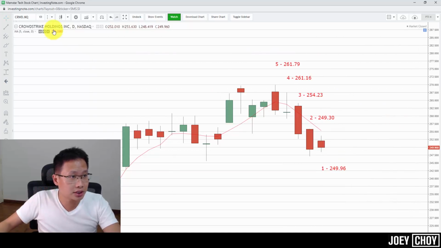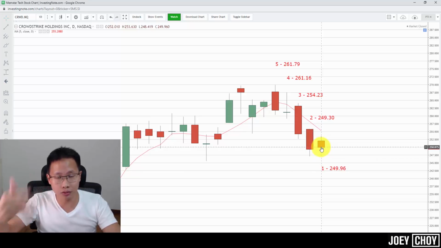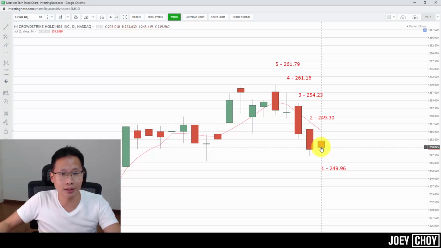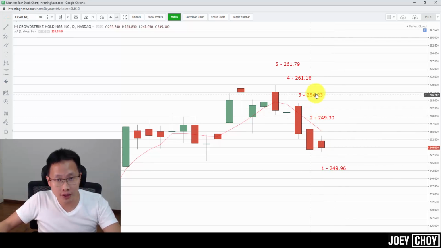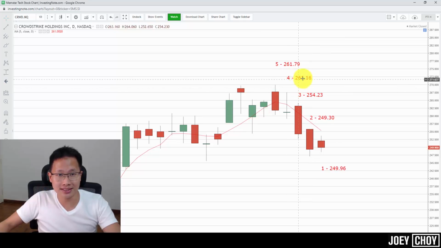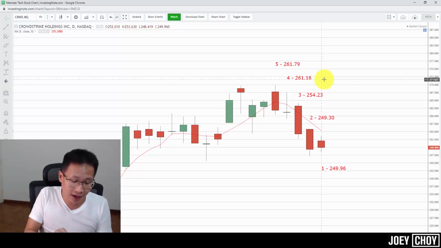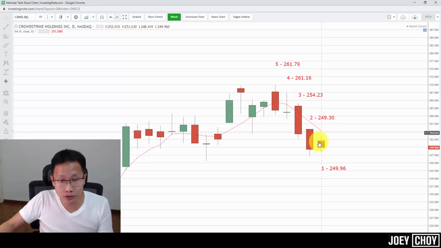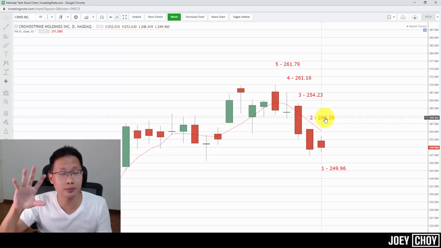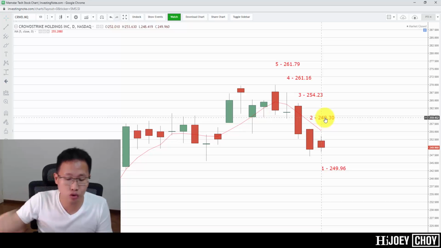This is the moving average here. This is day one, 249.96. How do we get this line? It's very simple. We just add up these 5 days bars: 249.96 plus 249.30 plus 254.23 plus 261.16, day 4, and day 5 261.79. Add them up and divide by 5, and let me see what I get. You get about 255.28. So the closing prices of the 5 days period, you add all of them up, you divide by 5, there's a 5 days moving average, and the answer is 255.28.